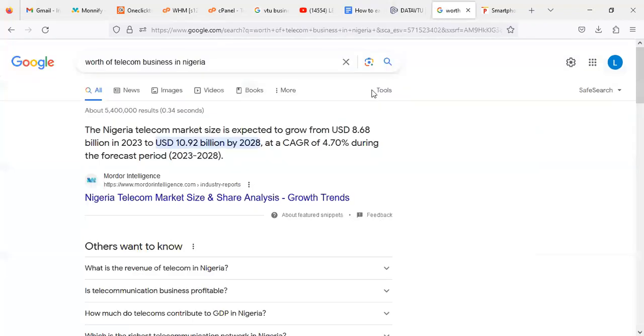If you go to Google and type the worth of the telecom business in Nigeria, you discover that the telecom business is worth almost 8.6 billion USD in 2023, but it is estimated to be worth almost 11 billion USD in 2028. What it means is that this business is a thriving one and it is a value-added service business, meaning that no matter what, the system is there to fetch you a lot of money. Even if you don't want to get the billion dollars worth on this business, you can tap a fraction of the worth of this business.